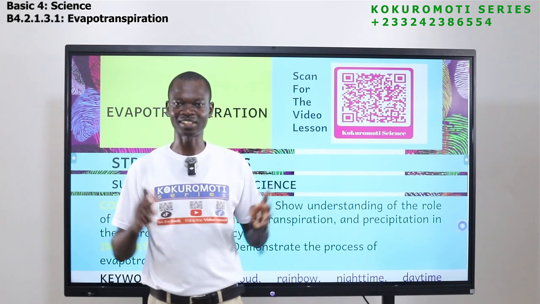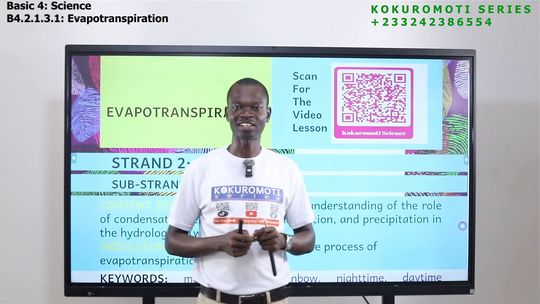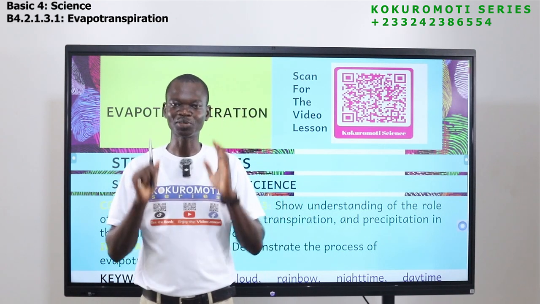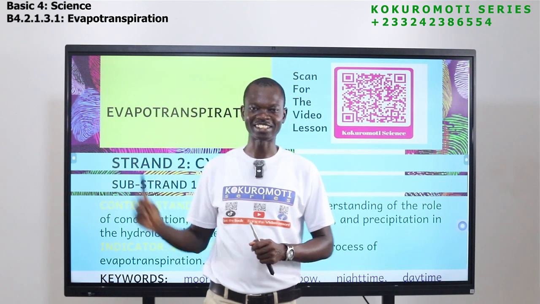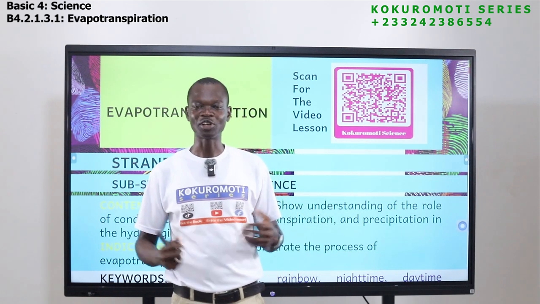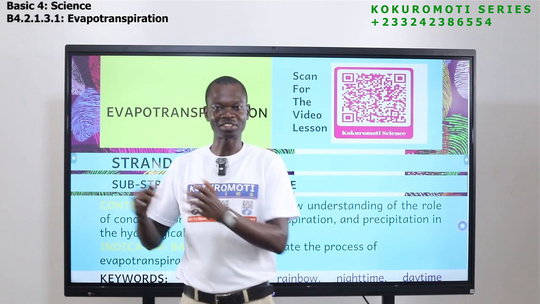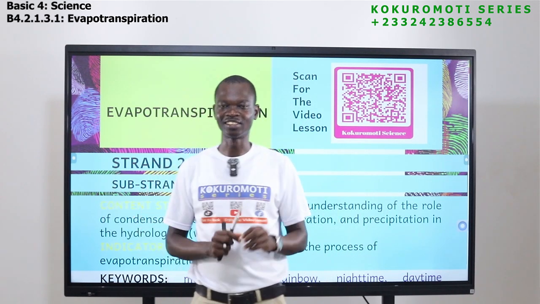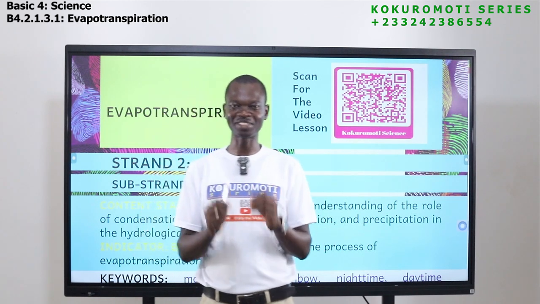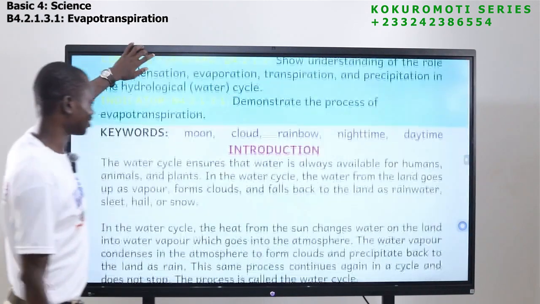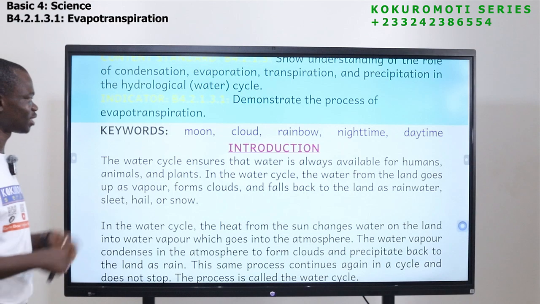This natural process happens. We can't see it with our eyes, but the effect of it is seen, and we enjoy the effect of it. So pay attention. Anytime you hear this word, say: Paul taught me that evapotranspiration is about ABCD. I'm going to teach you the ABCD of it. So before we start, let's look at the keywords: moon, cloud, rainfall, nighttime, daytime.